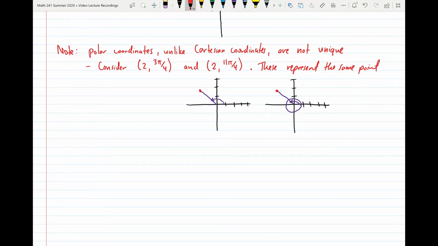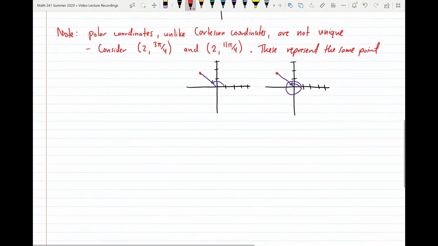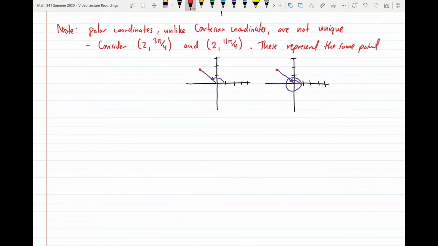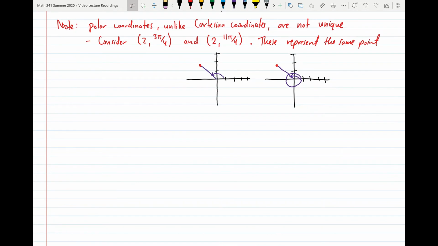So in fact, if you take any representation for a point, r, theta, and you add 2 pi to the theta, you're going to end up with the same point in polar coordinates.